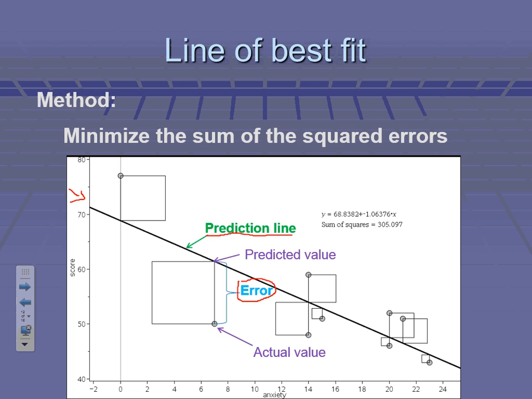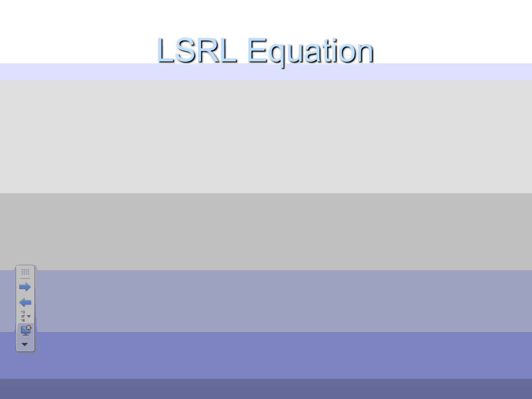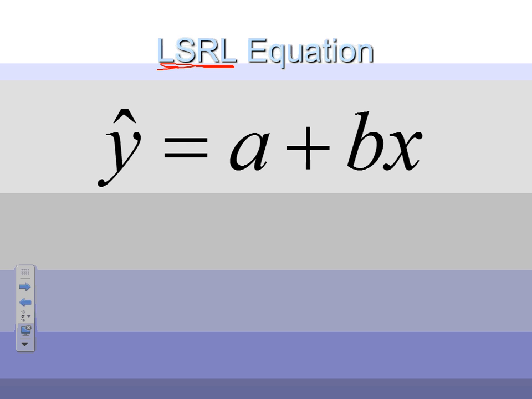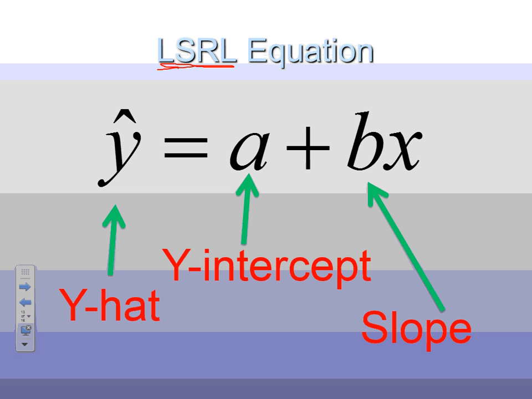And so we come up with a new term for this, which is called the least squares regression line, right? The LSRL, which is the exact same thing as your line of best fit. The equation for that is y hat equals a plus bx. A little bit different look than your normal y equals mx plus b, and there is a reason that we're going to use this form.